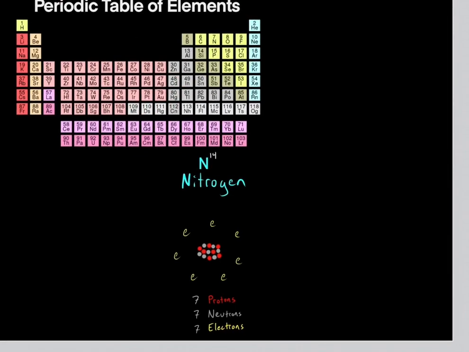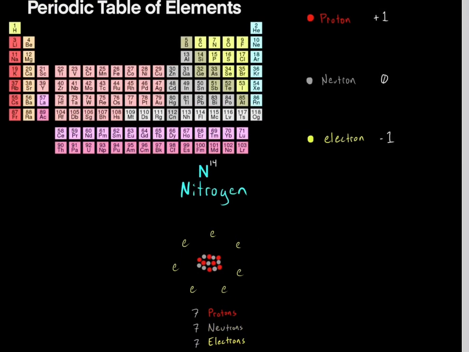So let's look a little closer at this nitrogen. This particular nitrogen atom has 7 protons, 7 neutrons, and 7 electrons. But again, it has 7 protons, so therefore, by definition, this is a nitrogen atom. Something important to know is that a proton has a charge of +1. A neutron has a charge of 0, so therefore it's neutral. An electron has a charge of -1.